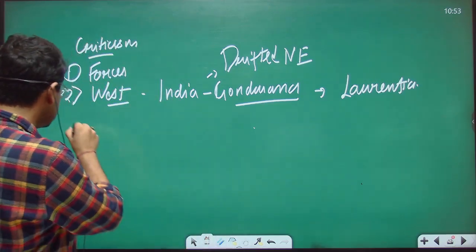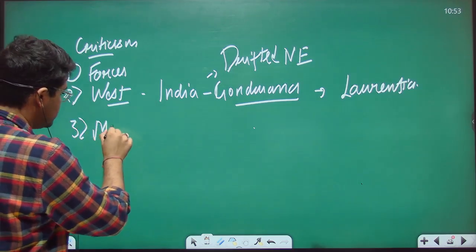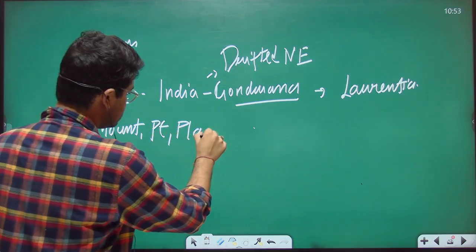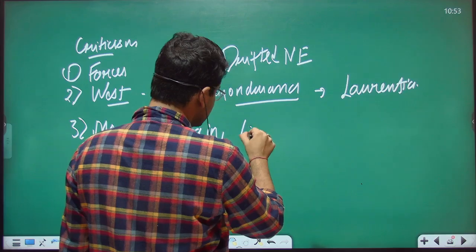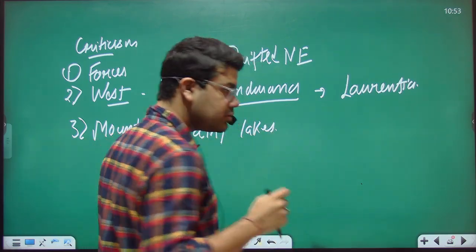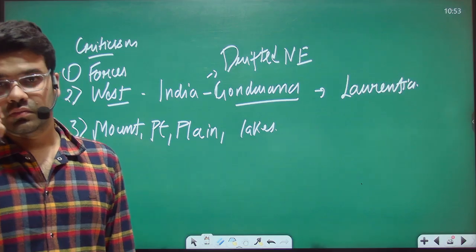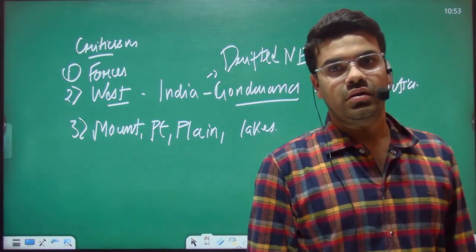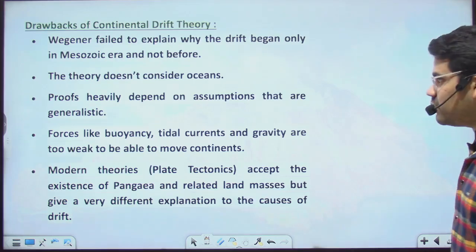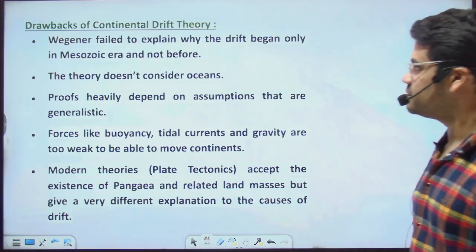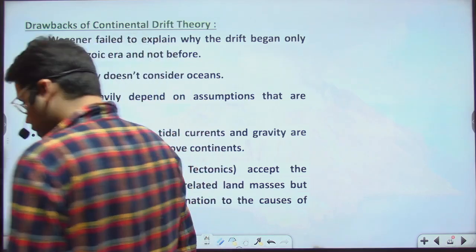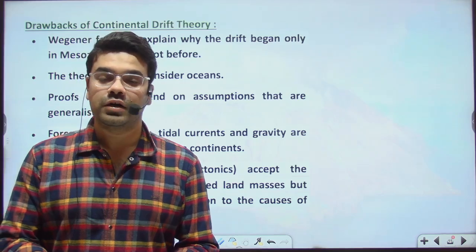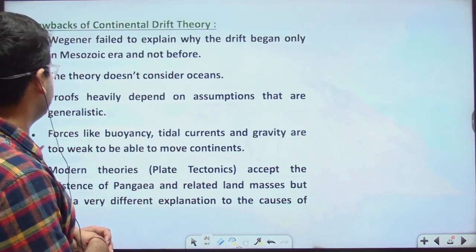Now, next thing, how the mountains, plateaus, plains, the intercontinental lakes, how they were formed. Wegener did not have any answer to such questions. Okay, let's see some more criticisms. What about the Tethys Sea, where it is now? It was not explained by Alfred Wegener.